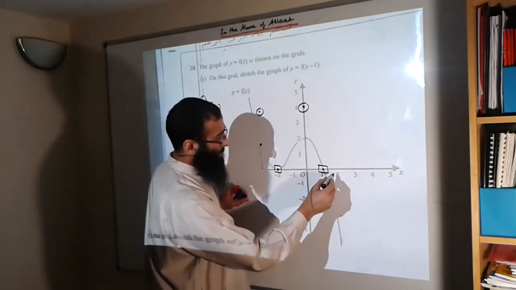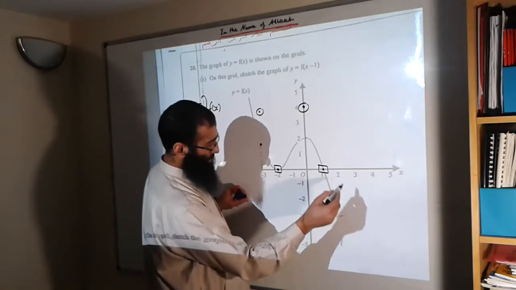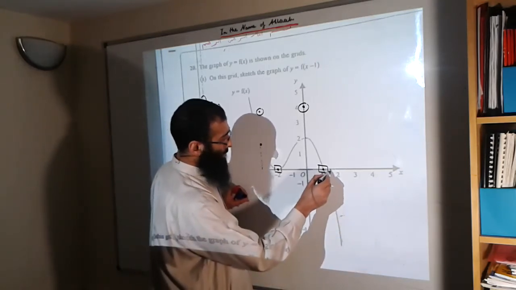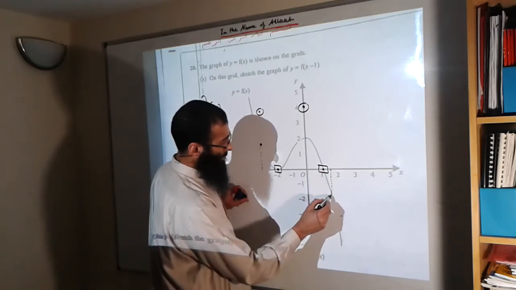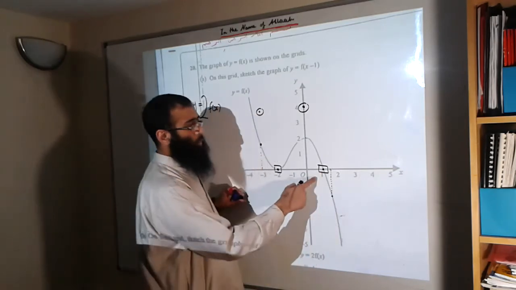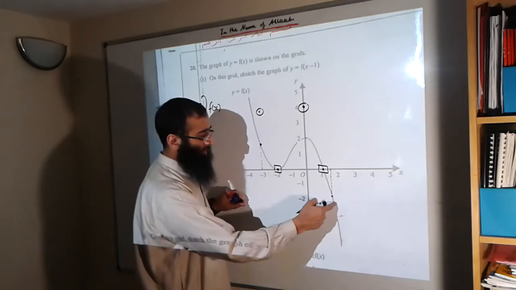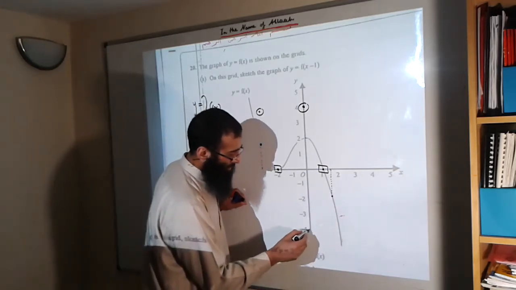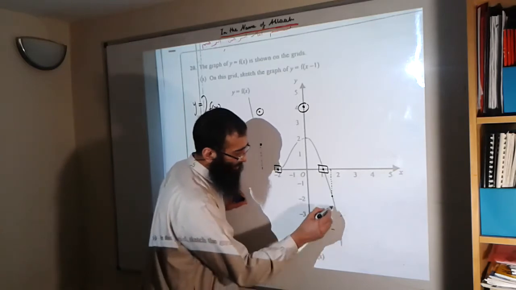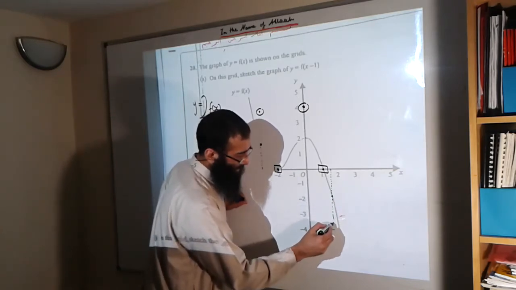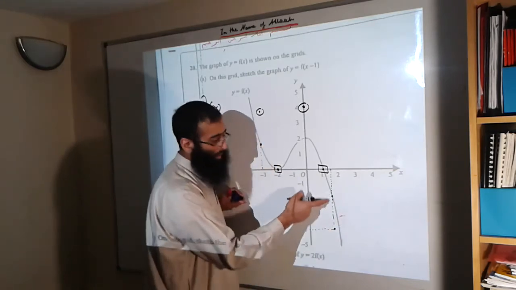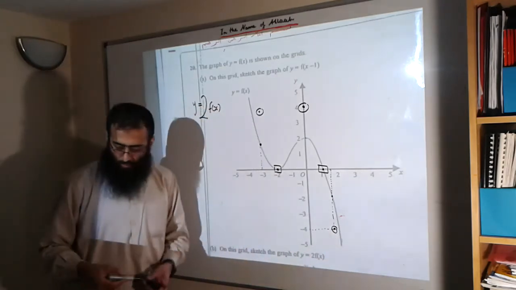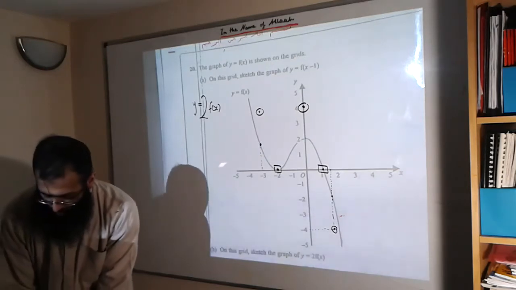Now let's have a look at another point. Okay, let's have a look at, for example, 1.5. So 1.5 along the x has a y value of minus 2. And we need to double that minus 2 to give us minus 4. So that point there will go to here. Okay, now let's try to draw a nice curve.